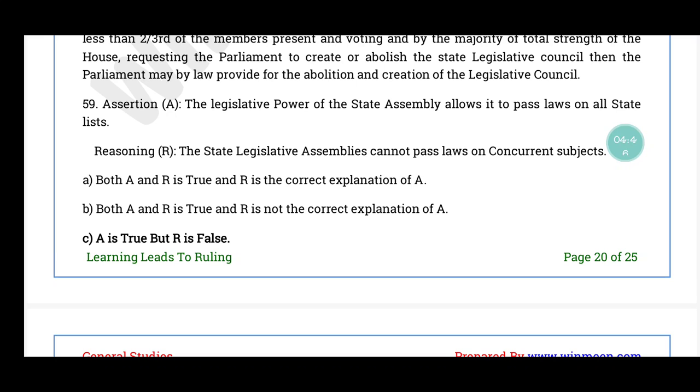Question number 59. Assertion and reasoning. Assertionல the legislative power of a state assembly allows it to pass laws on all state list. Reasoningல the state legislative assemblies cannot pass laws on concurrent subjects.